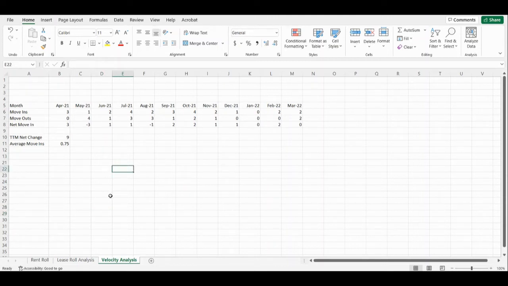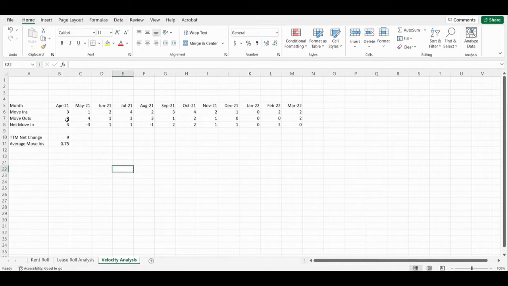Today we are going to be discussing what a velocity analysis is for a commercial property. So a velocity analysis is a chart that shows you the net move-ins and move-outs over any given month, over any period of time that you'd like to analyze. These are mostly useful for properties that are measured on a per unit basis versus a square footage basis. So, multifamily properties, self storage properties, anything along those lines.